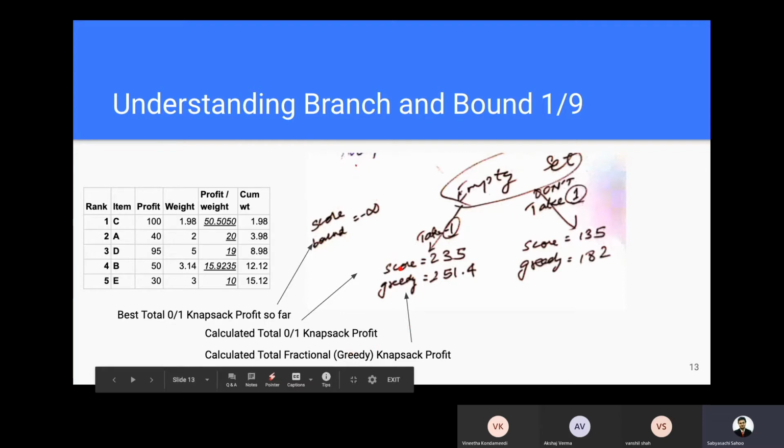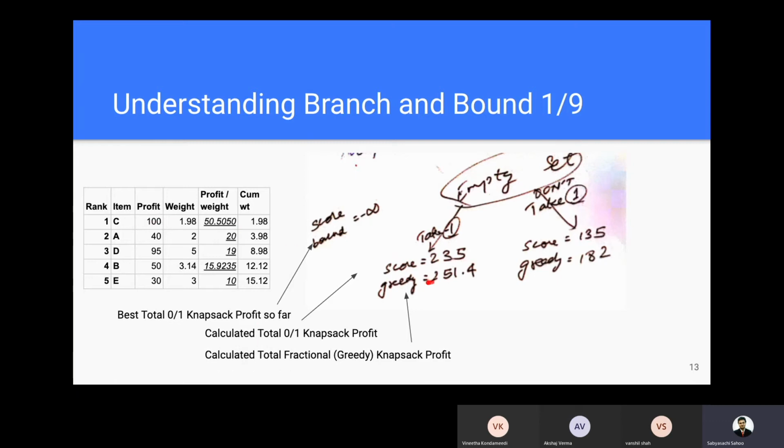So if you take one in a 0-1 knapsack setting, the best you could do in a score-like setting is take only C, A, D, because the cumulative weights for these 3 items are 1.98, 3.98 and 8.98. If you take the 4th item, it exceeds your knapsack or bag capacity, so you cannot take that. So the score or profit that you earn in a 0-1 knapsack setting, if you take one, is 100 plus 40 plus 95, which comes out to 235.